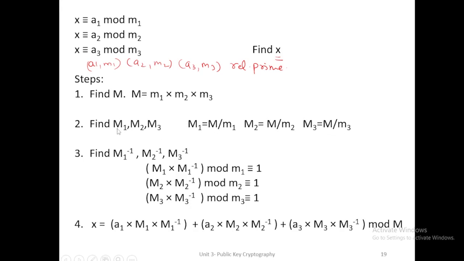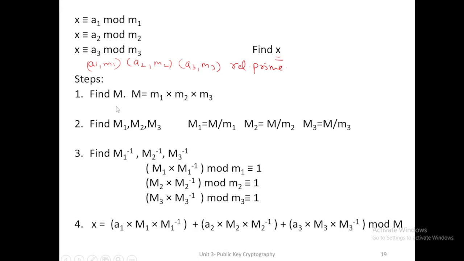After calculating M1, M2 and M3, we should find out its inverse. So we want to find out M1 inverse, M2 inverse, M3 inverse. We already know that if M1 and M1 inverse are multiplicative inverses of each other, then the formula is M1 into M1 inverse mod m1 is equivalent to 1. So by applying these rules, we try to find out the answer for M1 inverse, M2 inverse and M3 inverse.